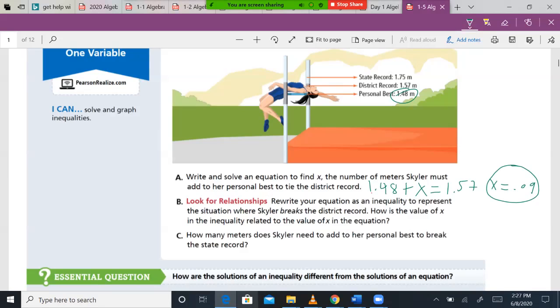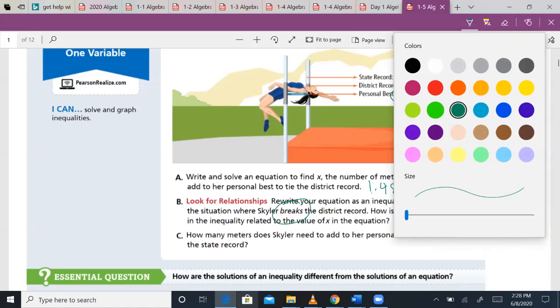However, now we want to break it. So she wants to go higher than 1.57. So this means we're not going to write an equation anymore. We're going to write an inequality. That inequality is going to be greater than, okay? Because it needs to be higher than 1.57.